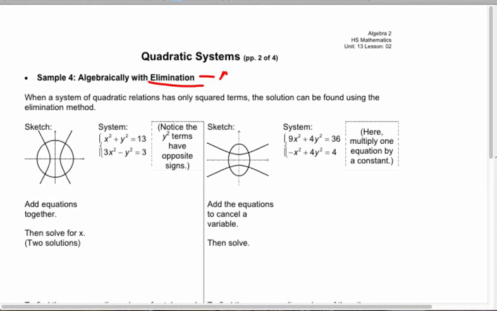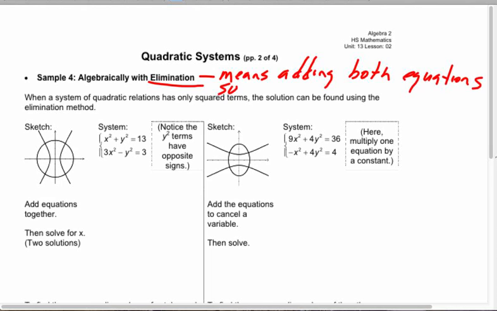Elimination means adding both equations so one variable goes away or becomes 0. So let's take a look at this system right here.